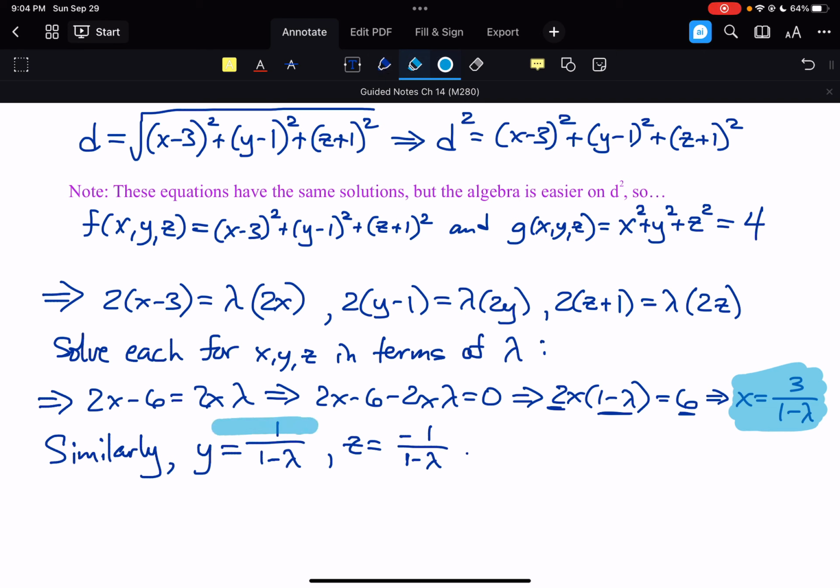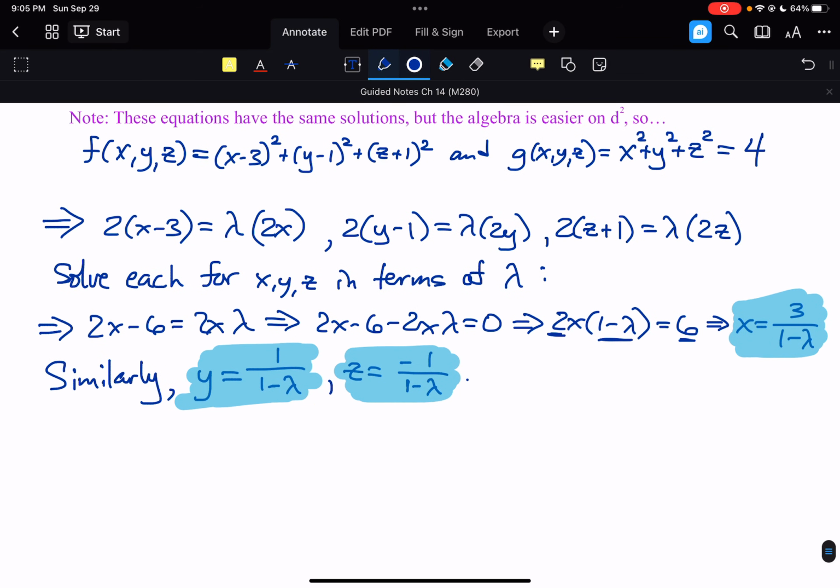So we took our 3 equations from the partial derivatives, and we got x, y, and z all in terms of lambda. And now we come to the point where we haven't used our constraint yet. So we can go ahead and use the constraint, substitute in x, y, and z into here in terms of lambda. So, sub into the constraint.